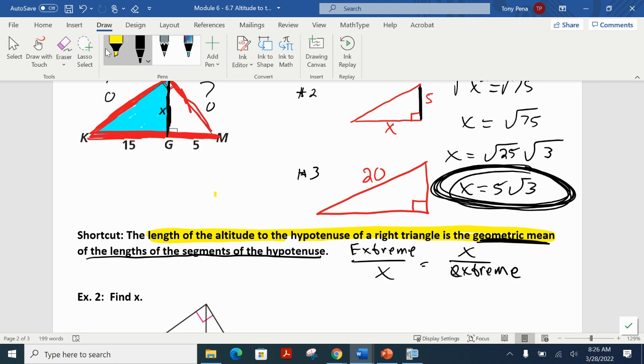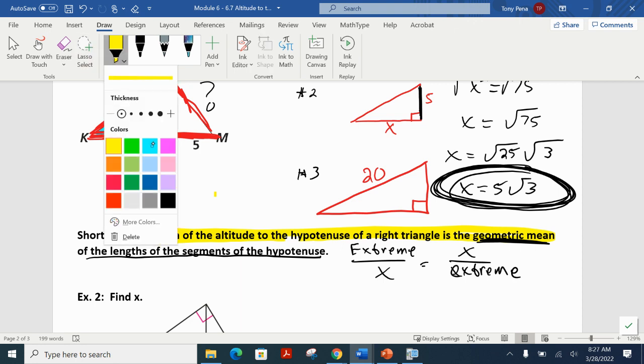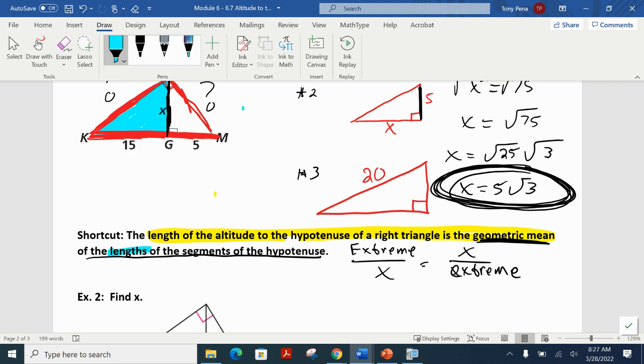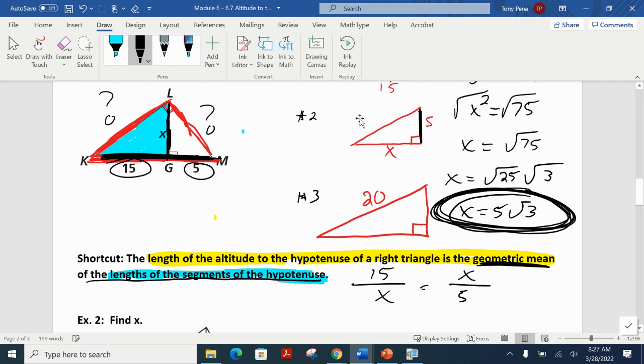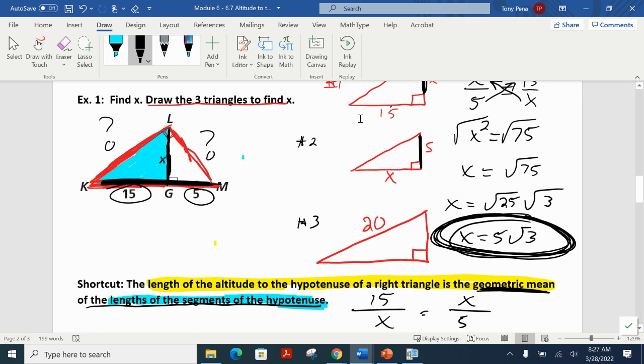All right, and what it is equal to, so I'll do this because this will be the extremes now, is the lengths of the segments of your hypotenuse. So this is our hypotenuse right here. Notice what those two lengths were. They were 15 and they were 5. So if I went ahead and put those two values into these positions, 15 and 5, notice how it's the same.